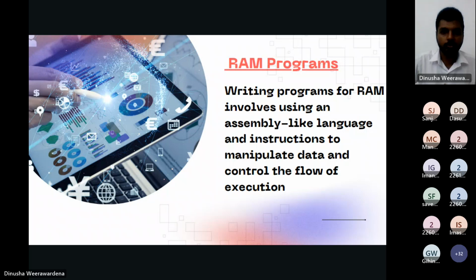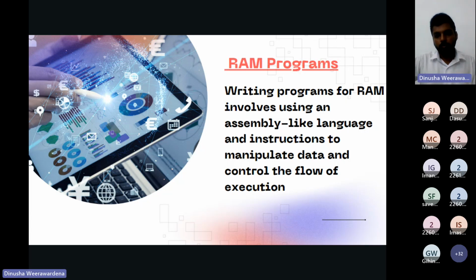Okay, let's begin with the very essence of RAM programming. RAM programming involves using an assembly-like language, a language that allows us to communicate directly with the computer's memory. Through this language, we can manipulate data and control the flow of the execution.